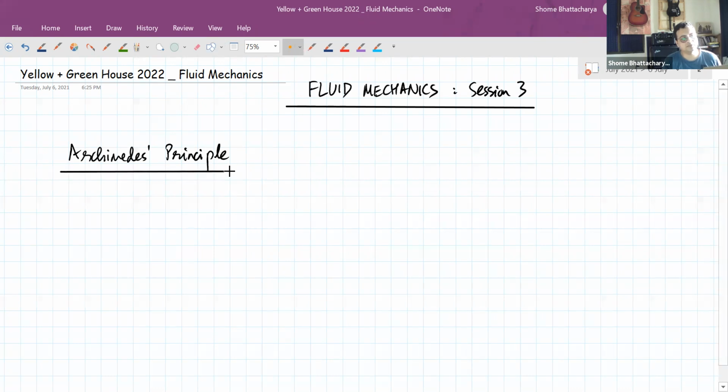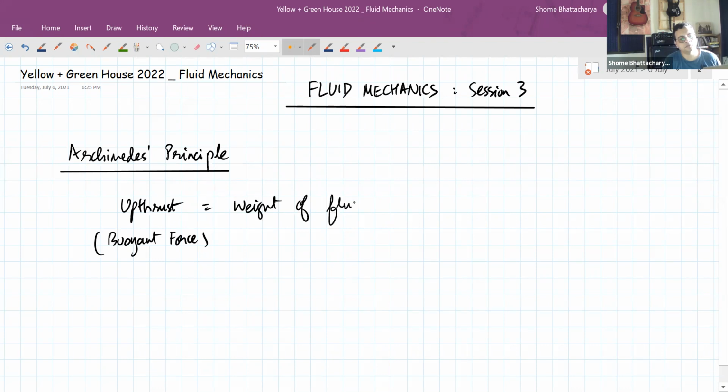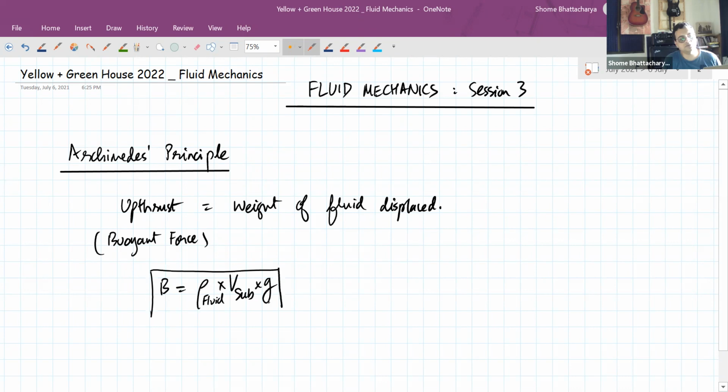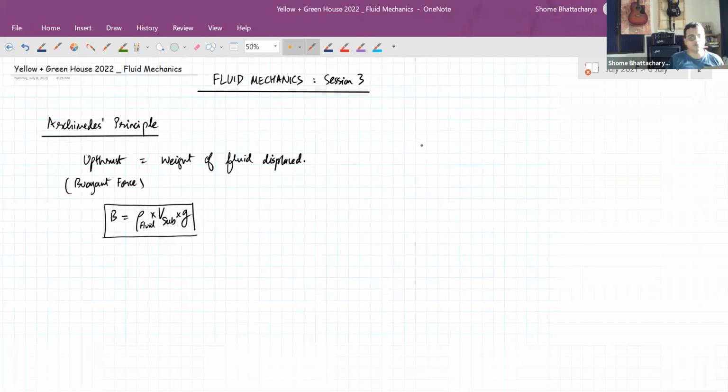So the statement of Archimedes principle is that the upthrust or buoyant force equals the weight of fluid displaced. So mathematically, this becomes density of the fluid into volume of the submerged part into g. And in case the object is completely submerged, the volume of the submerged part becomes the total volume. So this, along with its applications, are what we have discussed last time.